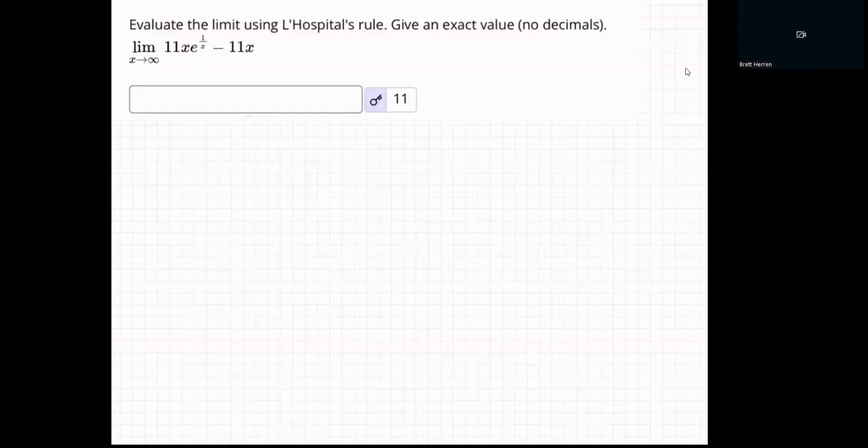On this one, we're taking the limit as x goes to infinity. So I'm just gonna plug in the infinity there, plug in the infinity there, plug in the infinity there. So what do we get? 11 times infinity times e to the 1 over infinity minus 11 times infinity.